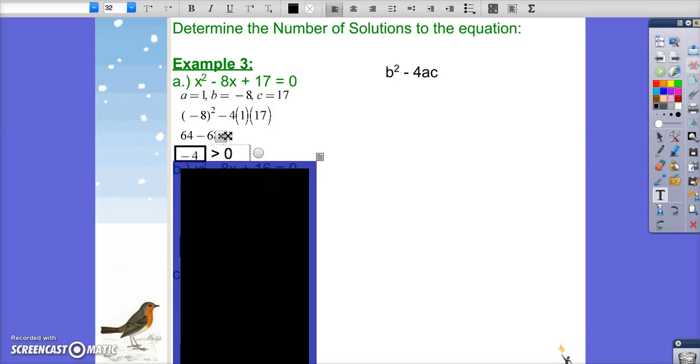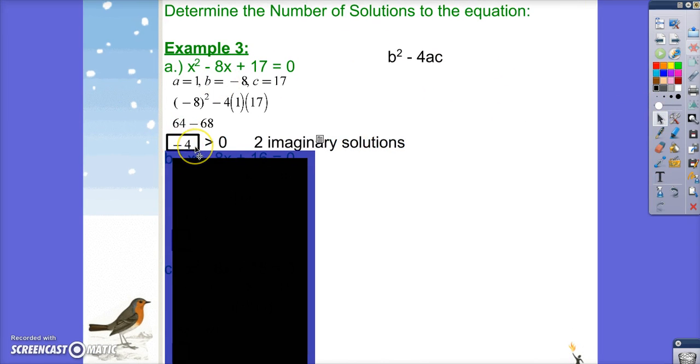So if it's less than 0, we have what? 2 imaginary solutions. So the first part of these is solving for the discriminant and seeing: is it less than, is it greater than, or is it equal to 0? Because it's less than 0, it's 2 imaginary. We're using that right from the chart.